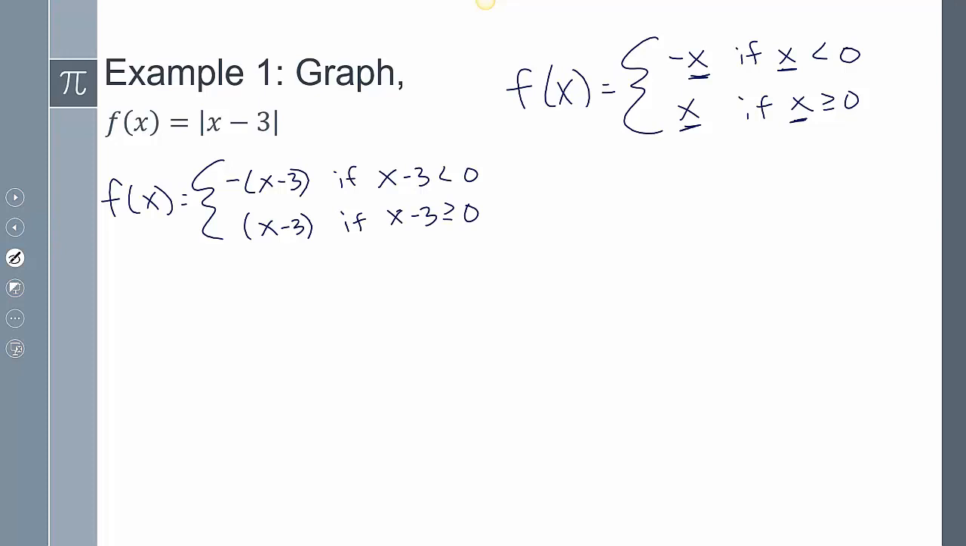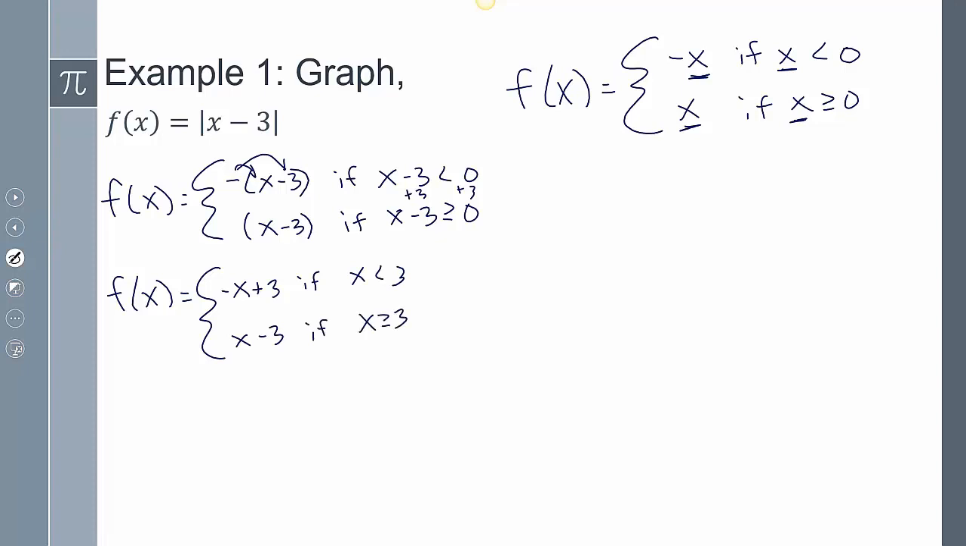So now solving for both of these, that negative has to get distributed through. So to put it into a form in which I can graph it, I'm going to get negative x plus 3 if, now if I add 3 to both sides here, I get x is less than 3, and then this is just x minus 3 if, once again, x is greater than or equal to 3. So now this is just a piecewise function, and to do piecewise functions we said, let's just create little tables for each one. So this is negative x plus 3, and then this is just x minus 3.